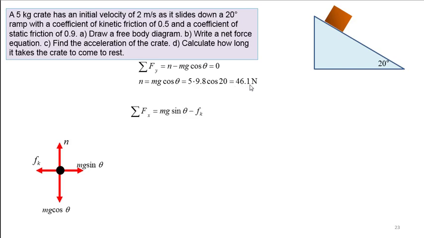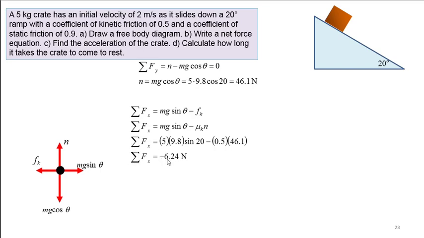Now let's look at what's happening in the x direction. My net force in the x direction is equal to mg sine theta minus the force of kinetic friction, because that's pointing in the negative direction. And here I've just plugged in the force of kinetic friction. It's equal to mu sub k times N. And here I'll just calculate these values. So how big is the net force in the x direction? I've plugged in all my numbers and I find that it's negative 6.24 newtons. That negative means that the net force is in this direction, to the left. In this picture, that corresponds to the uphill direction.